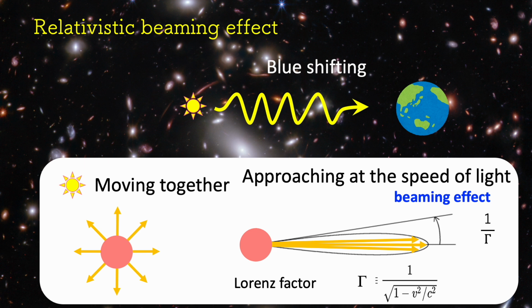The angle of this beaming effect is defined using the Lorentz factor, which depends on the speed of the object, v, and the speed of light, c. Let's examine the magnitude of the beaming effect using the Lorentz factor.